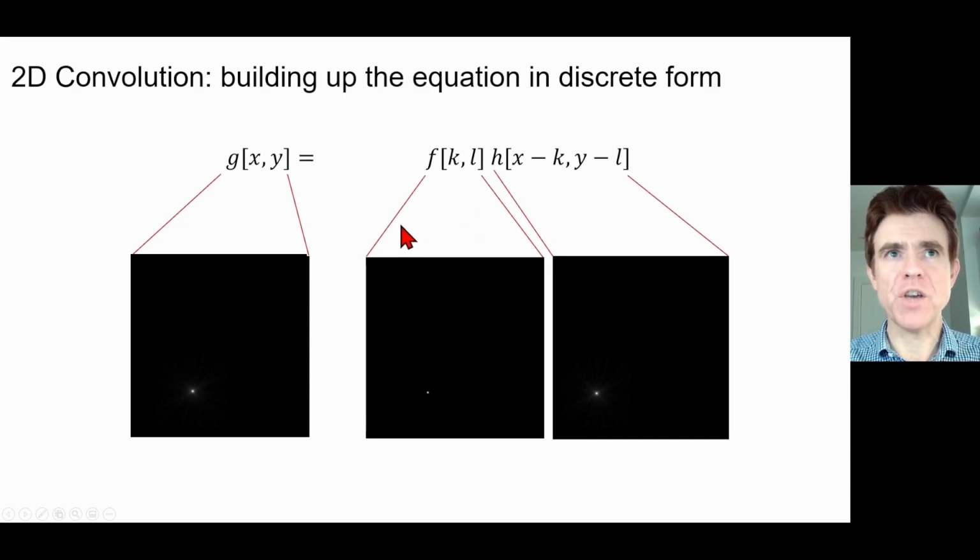Now the point is that any general object is going to be a superposition of point sources of different amplitudes. So all we need to do is just repeat this for every single position k and l inside this true object.